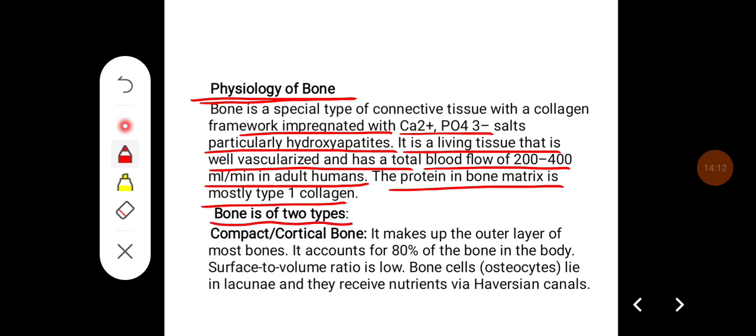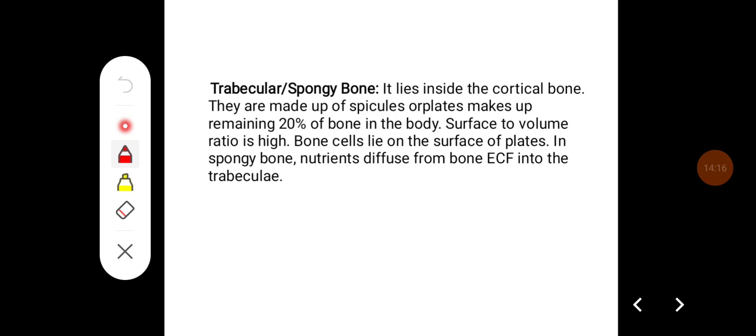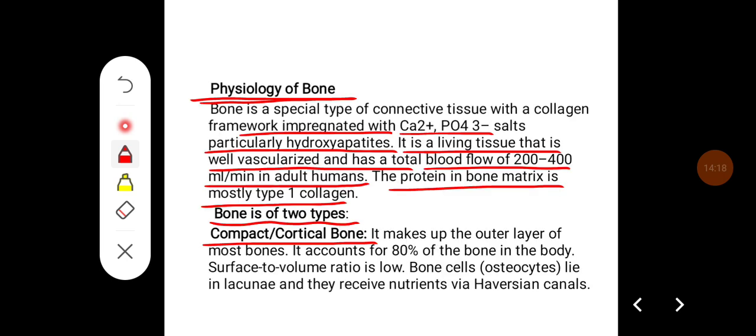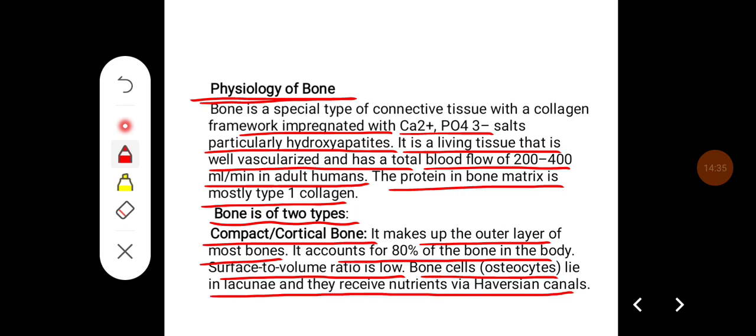There are two different types of bone. One is compact bone or cortical bone. Another one is trabecular or spongy bone. Compact bone makes up the outer layer of most bones, and it accounts for 80% of the bone in the body. Surface to volume ratio is low, and bone cells, that is osteocytes, lie in lacunae and they receive nutrients via Haversian canals.